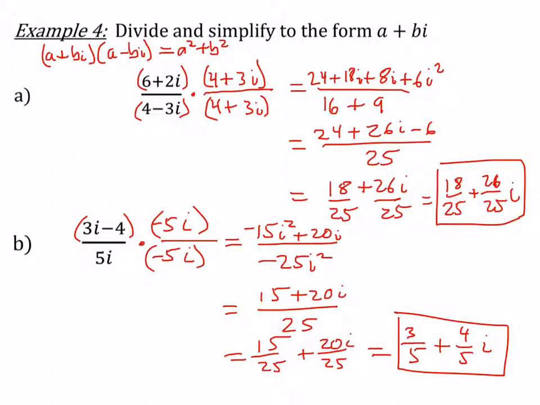Okay, so when we're dividing, again, multiply by the conjugate of the bottom, and that's kind of like rationalizing the denominator. Very similar process there. And in the end, write your expression in the form a plus bi. Some real number plus some real number times i.